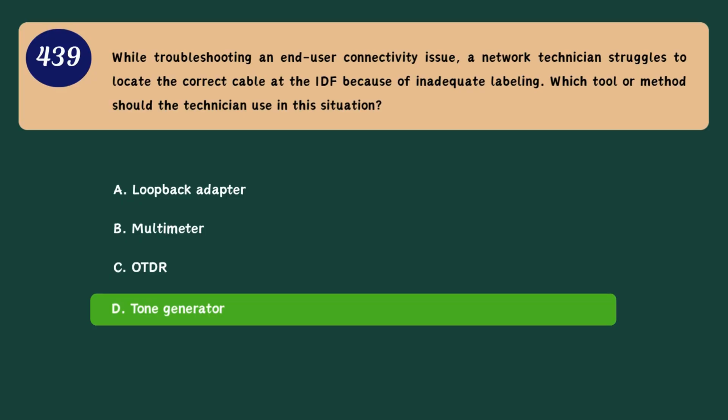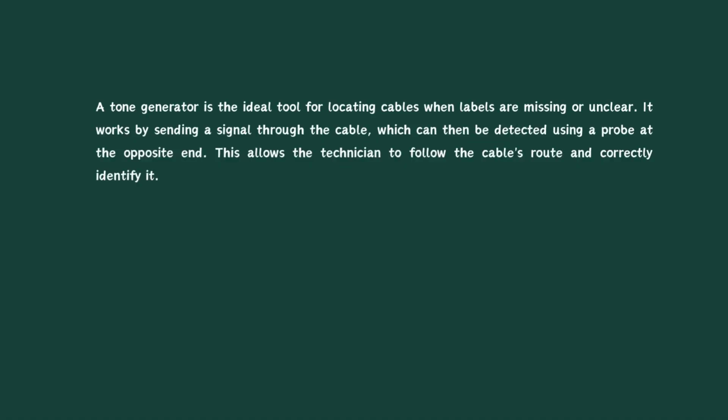Correct answer. D. Tone generator. A tone generator is the ideal tool for locating cables when labels are missing or unclear. It works by sending a signal through the cable, which can then be detected using a probe at the opposite end. This allows the technician to follow the cable's route and correctly identify it.